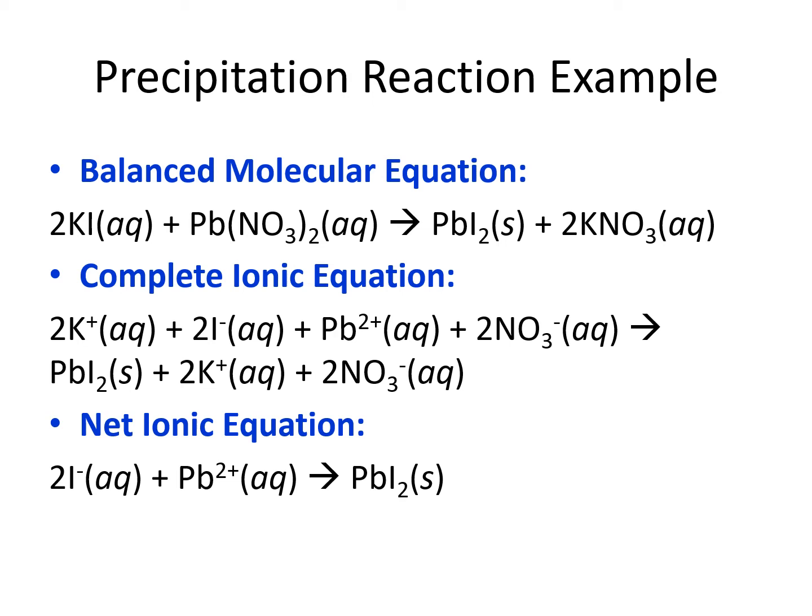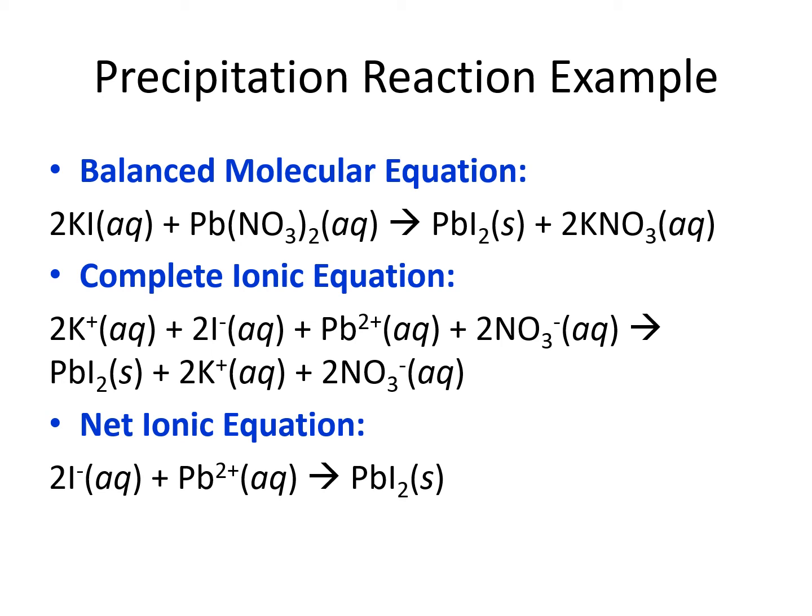Remember, solid, liquid, and gas you leave alone. Lastly, the 2 potassium nitrates get broken up into 2 potassium ions, which each have a +1 charge, and 2 nitrate ions, which each have a -1 charge. Remember to continue to include states of matter.